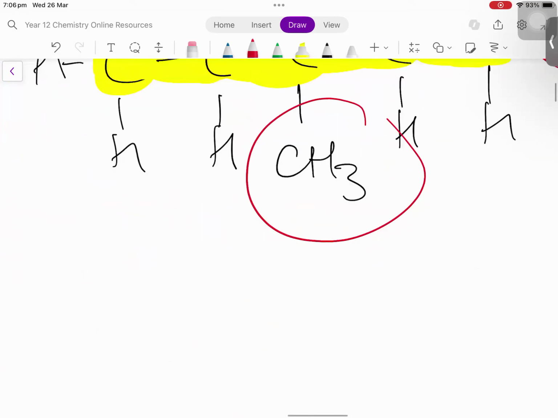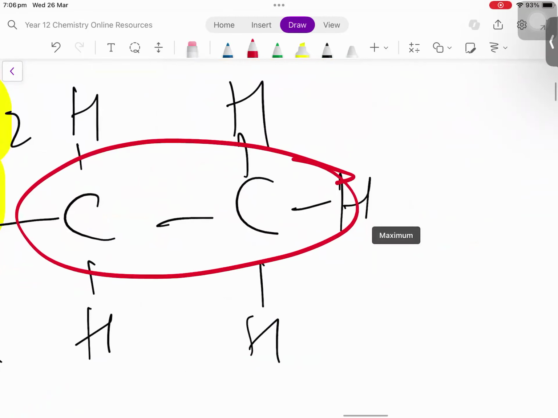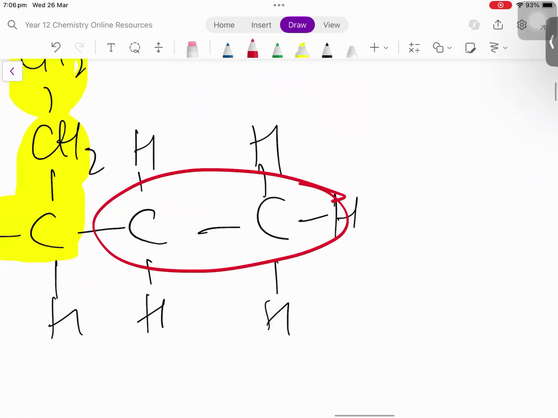This one down here, how many carbons have I circled? 1, what's the prefix for 1? Meth. And the suffix for a branch is always "yl." What's the number of carbons in this bubble? 2, what's the prefix for 2? Eth, and the suffix for a branch is always "yl."